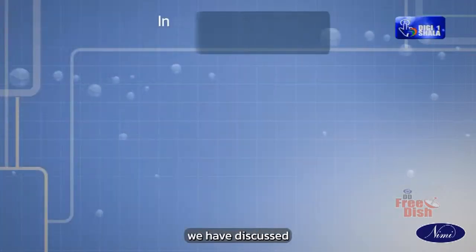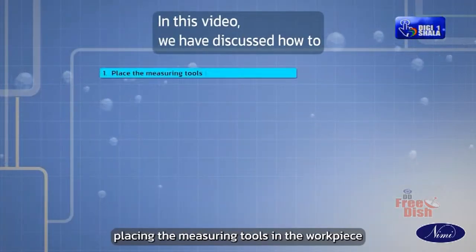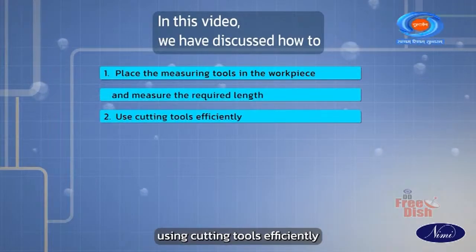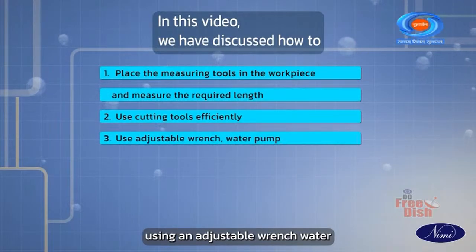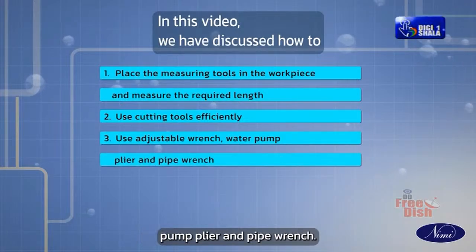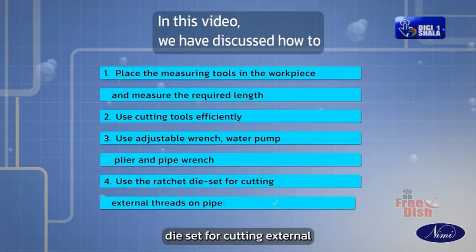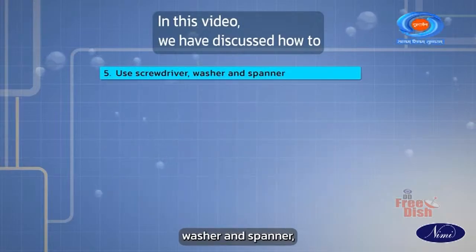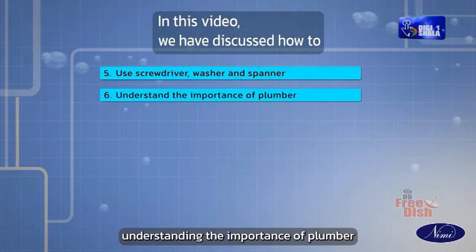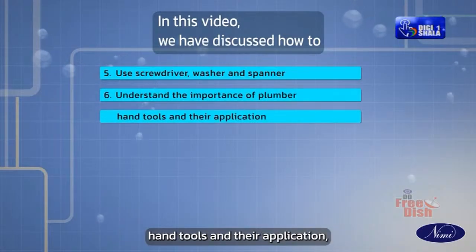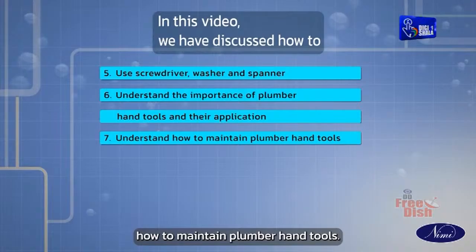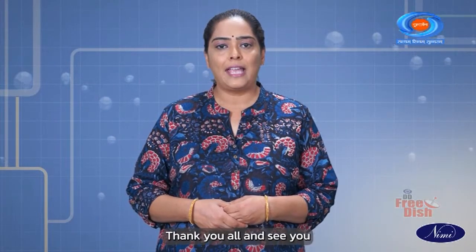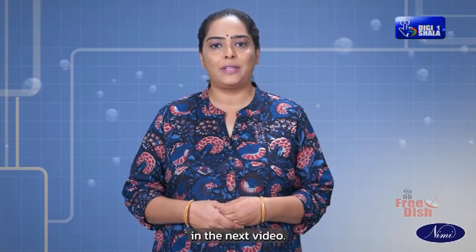In this video, we have discussed placing the measuring tools in the workpiece and measuring the required length, using cutting tools efficiently, using an adjustable wrench, water pump plier and pipe wrench, using a ratchet die set for cutting external threads of pipes, using a screwdriver, washer and spanner, understanding the importance of plumber hand tools and their application, and understanding how to maintain plumber hand tools. Hope you have a clear understanding of this. Thank you all and see you in the next video.